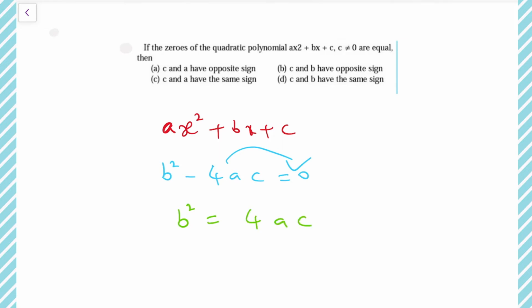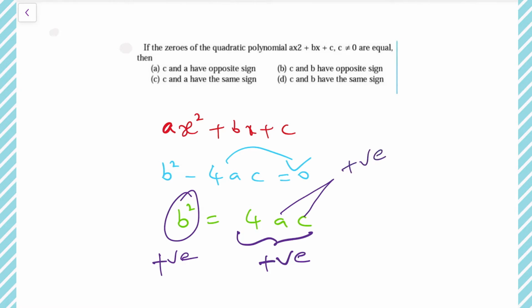Now observe the left side part clearly. Here b square is there, so we are squaring. If we square a negative or if we square a positive, our answer will always be positive only. So it means this b square value is always positive. The left side part is positive, which means the right side part compulsorily should also be positive. So it means a and c should either both be positive, or both should be negative, because minus a into minus c is also positive only. So a and c should definitely have the same sign. So c and a should have the same sign, option C.